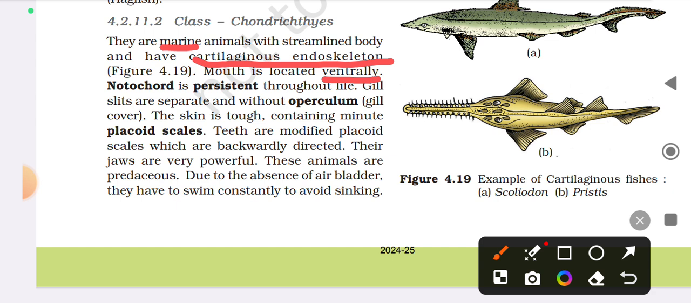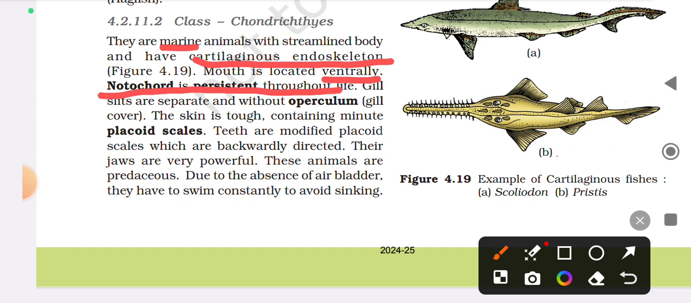You know the ventral part and the dorsal part. Many times I told you in the class what is ventral, what is dorsal. So the mouth is present in the ventral part. Again, they are chordates, so they have a notochord. Yes, the notochord persists throughout life. Important one. Their notochord is present throughout their lifetime.